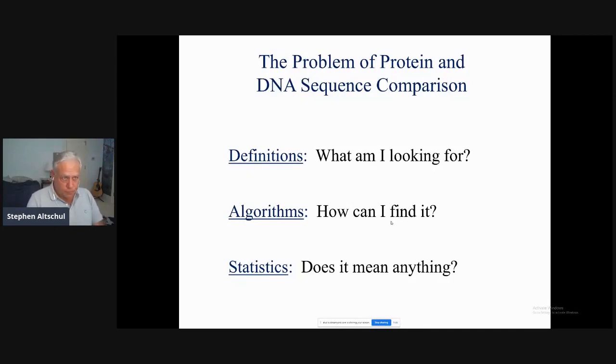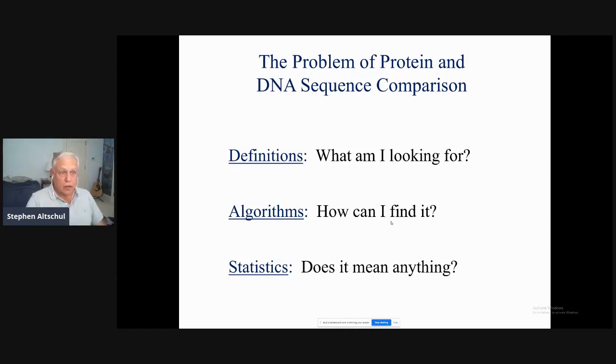So the problem of protein and DNA sequence comparison, I tend to think as having three main components. The first is defining exactly what it is that you're looking for, and this varies, of course, from one application to another. Once you've settled on a definition, you then need to figure out how do you find it, which is essentially an algorithmic or computer science problem. And then one's usually faced with the question, well, now I found it, does it mean anything? And certainly statistics has a lot to say to that.